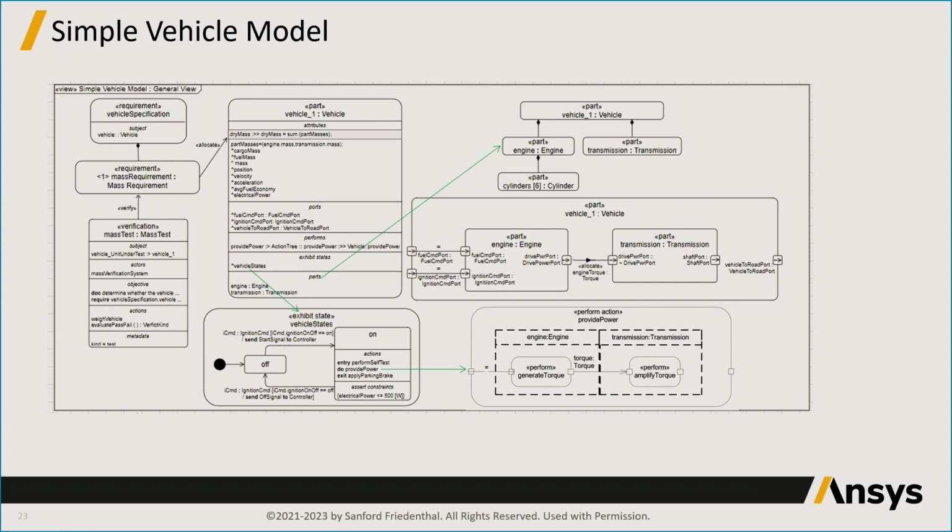And a verification case showing this mass test is being used to verify the mass requirement. And there's some specific information in terms of the objectives of the test, the verification method, the actions that are taken by this method to weigh the vehicle and to evaluate pass-fail, and other information in that mass test. So these are just some samples of how a model is developed and built and provides you a broad view of your system under development as a system model. And of course, there are many other views that we didn't touch on.